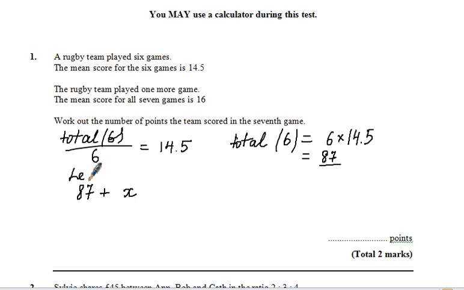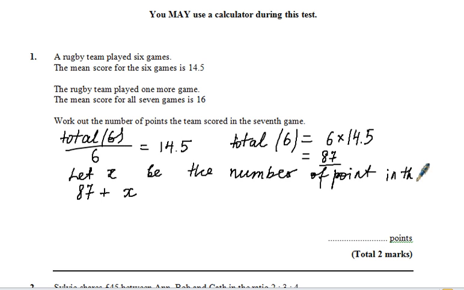So as I said, if you would like to introduce a letter, you need to introduce it and write a short sentence explaining what this letter means. Let x be the number of points in the 7th game. Okay? So then total number of points in the first 6 games plus number of points the team scored in the 7th game, divided now by 7, should be equal to 16.